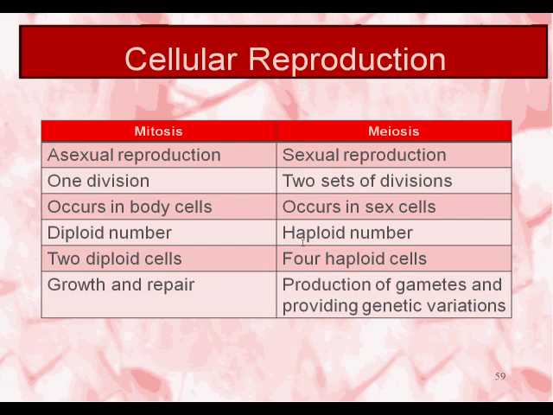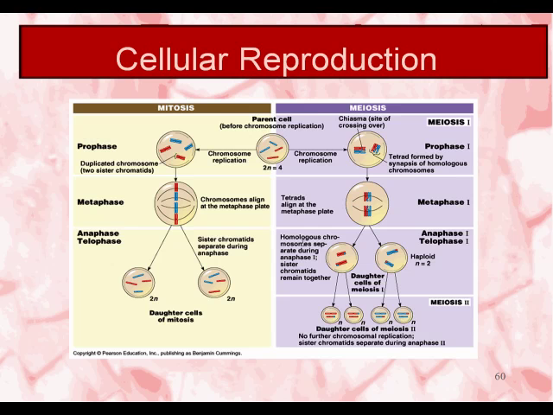Mitosis plays a role in growth and repair. Meiosis is responsible for the production of gametes and provides genetic variations or differences. Here's another diagram comparing mitosis and meiosis.